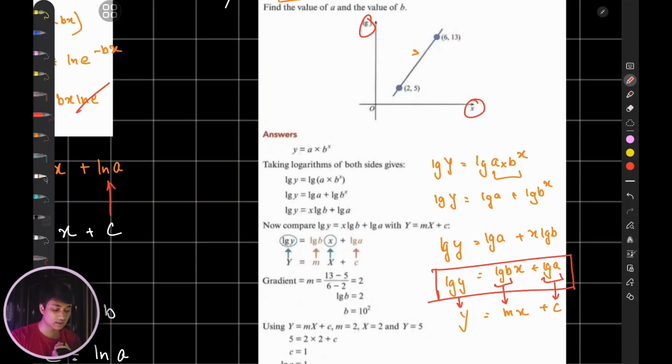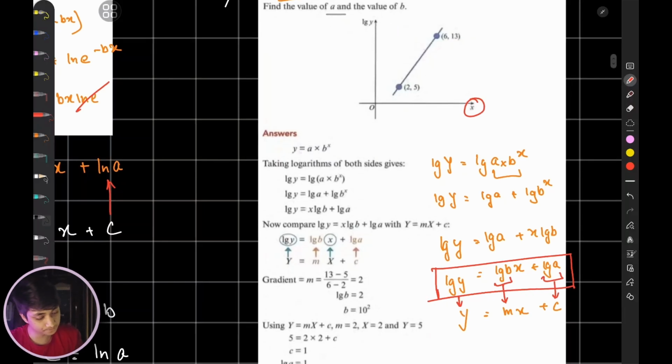Hence, how do you find out the values of a and b? I have linearized the formula. And I know LGB is the gradient and LGA is the y-intercept. But how do I find the values? How do I find the constants a and b? Right? To do that, very simple. They've given you most of the information. What you have to do is use these 2 points to find what?